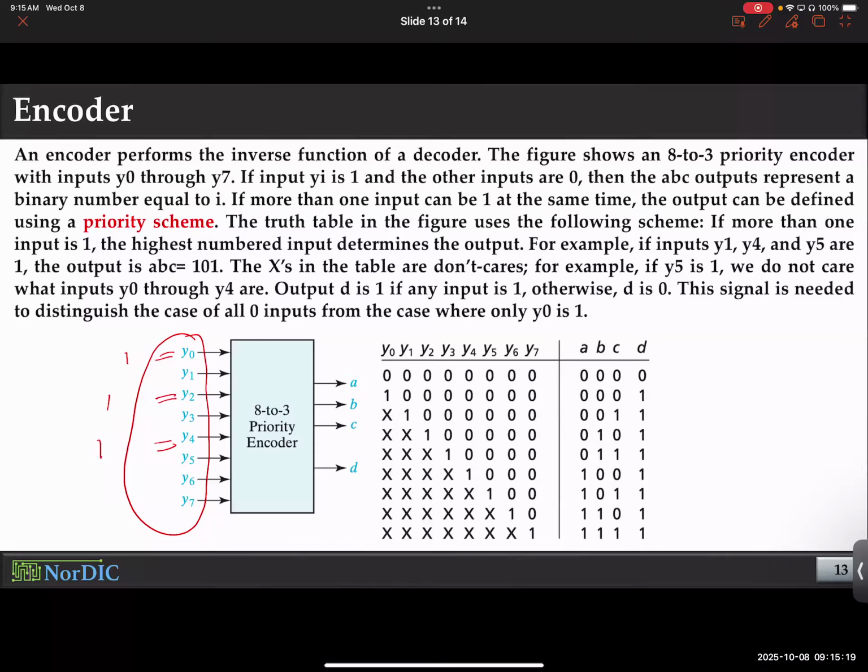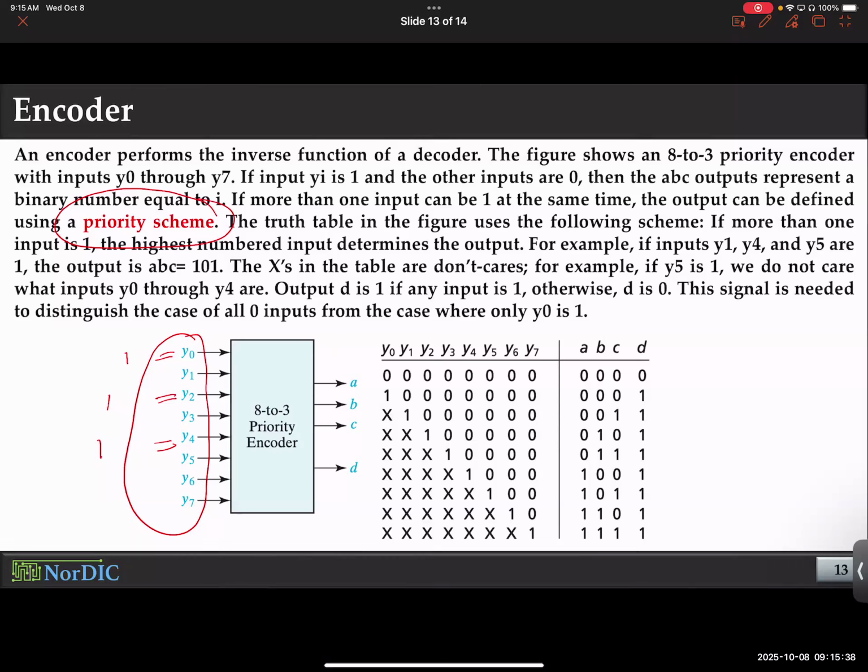Oftentimes the inputs to a circuit come from other branches of the circuit. Does that make sense? So you don't always control that we will always end up with just one input being 1 and everything else 0. There is a possibility that multiple inputs could be 1. That's why this term is marked here. It's called a priority scheme. It's also known as a priority encoder.